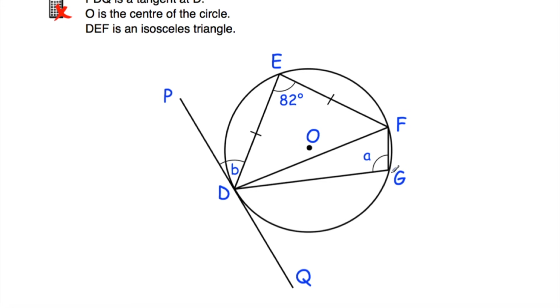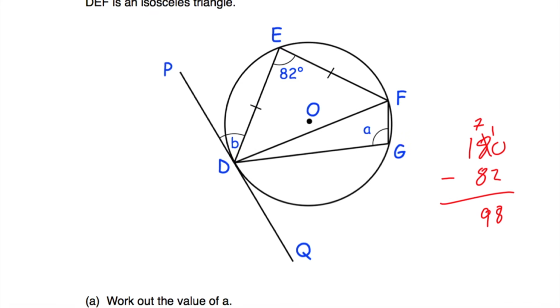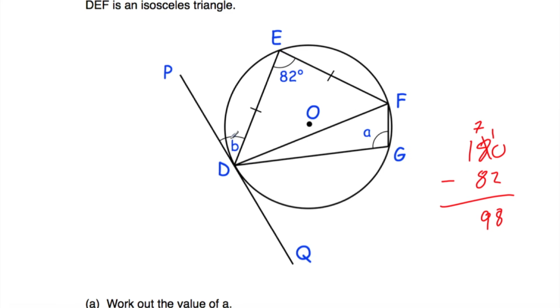If we have a look at the cyclic quadrilateral DEFG, the opposite angles will add to 180 degrees. So 180 take away 82 is equal to 98. That means that A is 98 degrees. Part B says work out the value of B. So we want to find the size of this angle here.